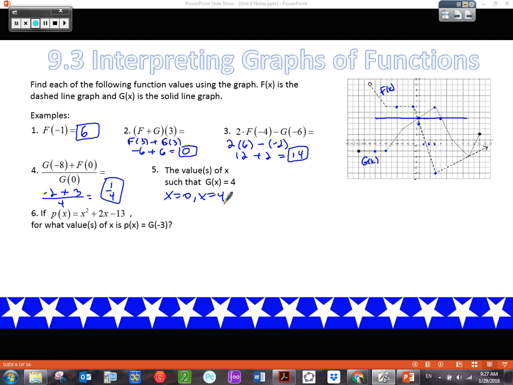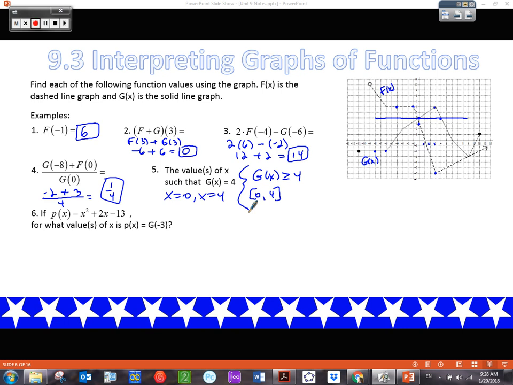Let's say instead they asked find the values of x such that g of x is larger than or equal to 4. Would we be looking for just one or two numbers? No, probably not. We'd be looking for an interval. Right, so g of x is the solid one, and it looks like it's bigger than 4 right here, right? It's bigger than 4 starting at 0 and going to 4. Okay, so that's what that question would look like. You'll see some like that too, where we're looking for intervals instead of just specific numbers.